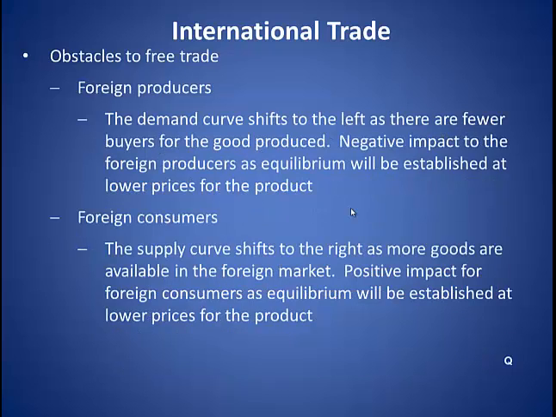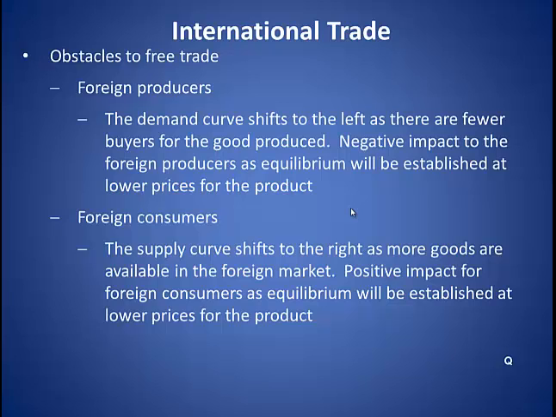Foreign producers, in other words, the producers who would actually import those goods into the domestic country. In the case of foreign producers, the demand curve shifts to the left as there are fewer buyers for the goods produced, because the tariffs are making the product that these foreign producers are trying to export into the domestic country prohibitively expensive. This results in a negative impact to the foreign producers because the equilibrium is going to be established at lower prices for the product.